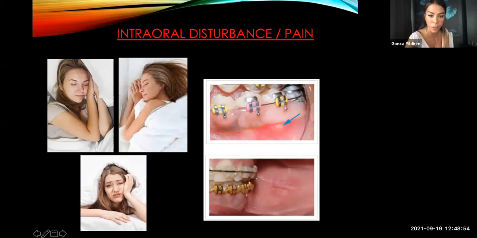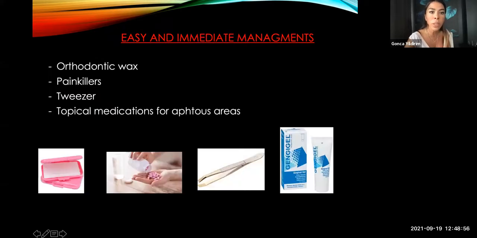And as you see, these are the aphthous tissues and the rubbing areas of the braces according to the pressure sides. What can we do immediately? How can we solve those situations? Easy and immediate management: you can tell your patients that orthodontic wax is used. Painkillers are the main helpers for the pain.